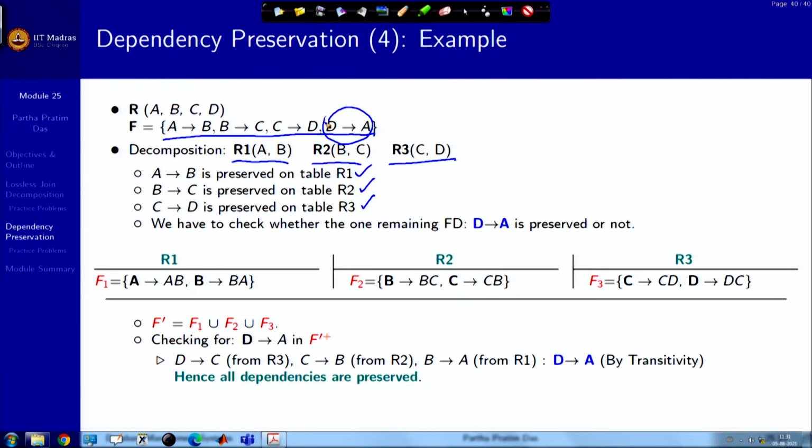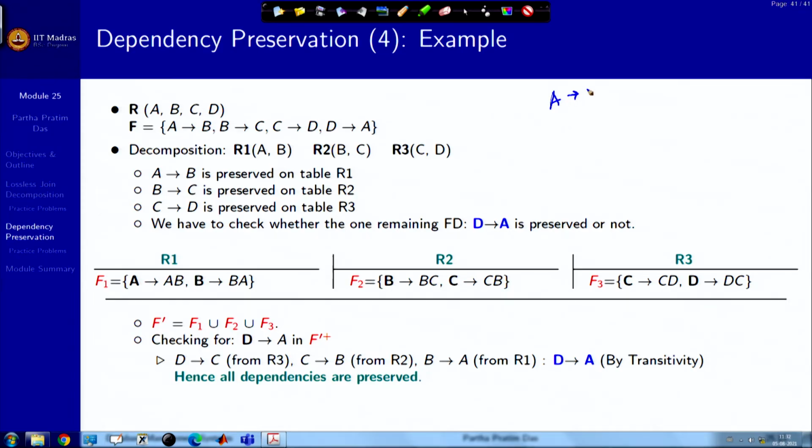Right? Now, what insight do you get in here? You can easily see that these are kind of circular dependencies. So, if A determines B, B determines C, C determines D, D determines A. So, what do I get?